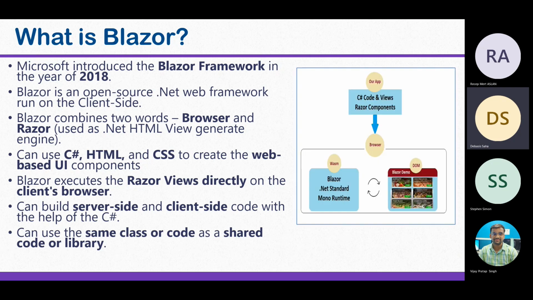This is the graphical representation of how the Blazor framework works. Whatever C# code or views we write are normally rendered or executed in the browser. For the backend part, the Blazor .NET standard assembly executes the WebAssembly part and then it is rendered to the DOM.